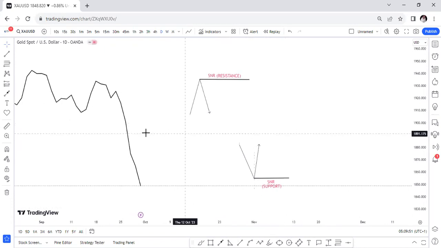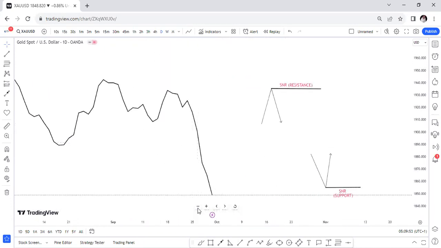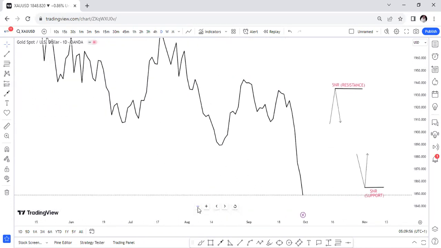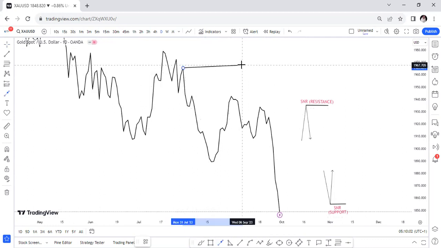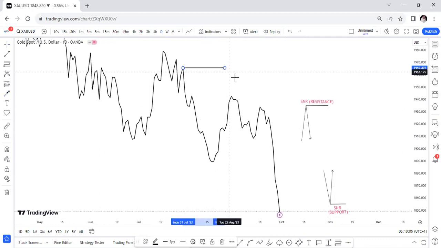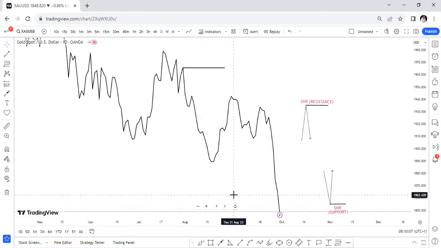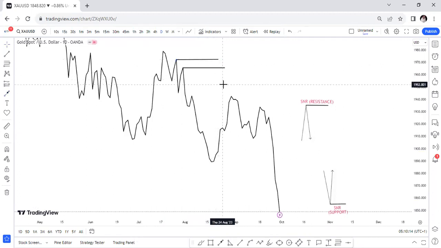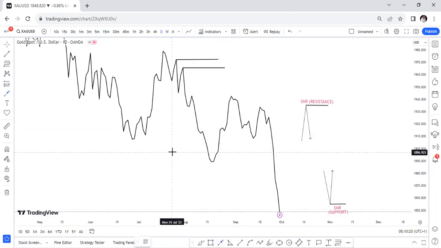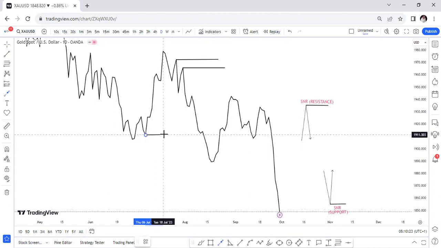So that is the chart. You're going to look at the chart to identify the V shape. All these inverted V are resistance, the SNR resistance. Now, I told you the line chart ignores the wicks, so that's why we are making use of it. It is clearly shown on it.